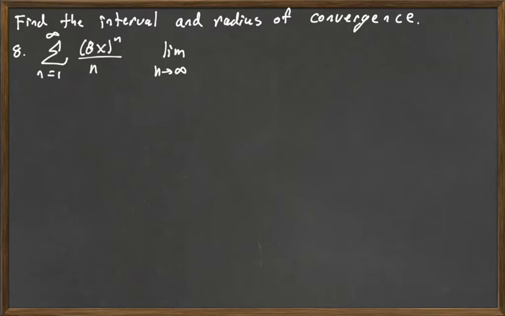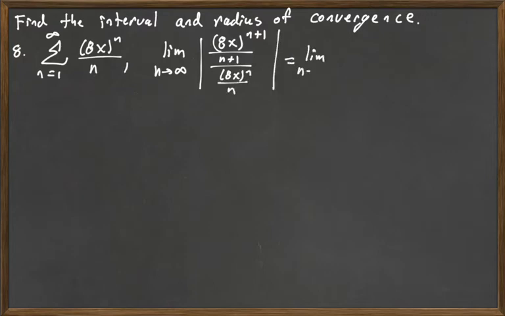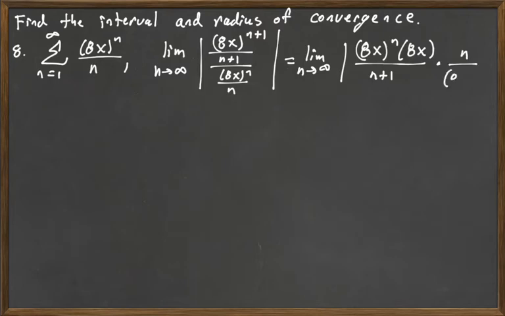So the limit as n goes to infinity of 8x to the n plus 1 all over n plus 1, divided by 8x to the n all over n. That's going to be equal to the limit as n goes to infinity of 8x to the n times 8x all over n plus 1, and then flip the divisor fraction, so that's going to be n over 8x to the n.